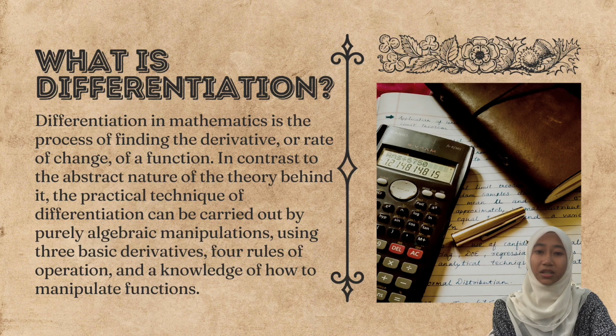Differentiation in mathematics is the process of finding the derivative or rate of change of a function. In contrast to the abstract nature of the theory behind it, the practical technique of differentiation can be carried out by purely algebraic manipulation, using 3 basic derivatives, 4 rules of operation, and a knowledge of how to manipulate functions.